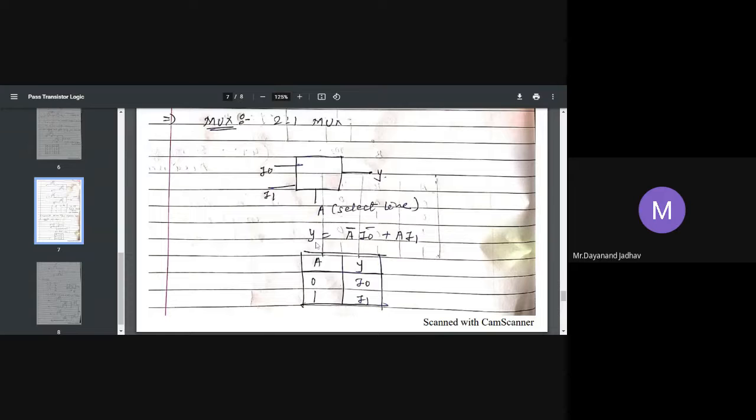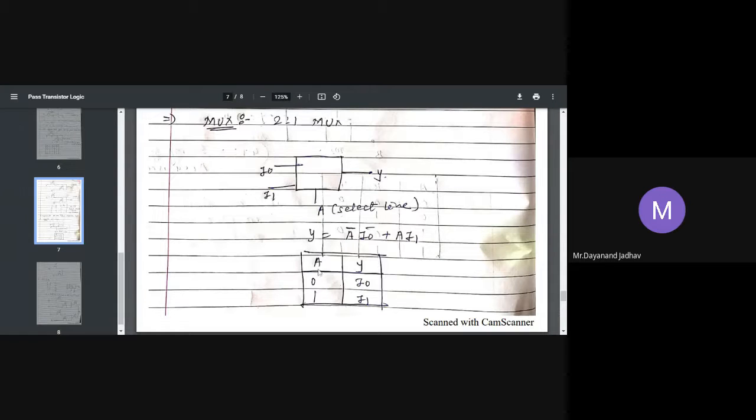This is the case, and y is equal to a bar I0 or a I1. Okay, this is the output. When we consider y equal to the output, then when a bar is there, I0 is created. Here there is no bar. When I0 bar is there, then the bar will not come here.